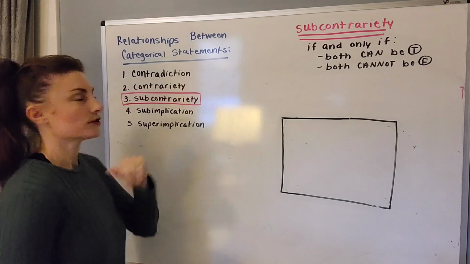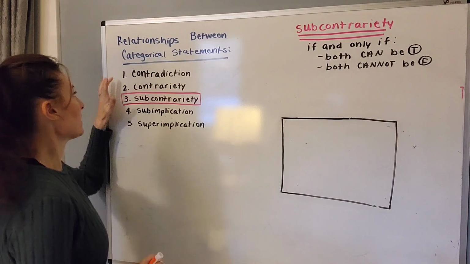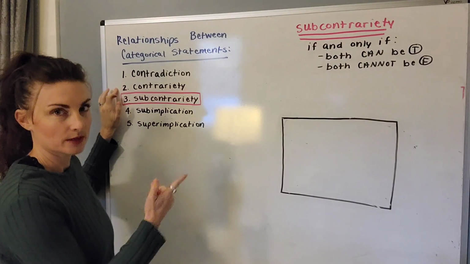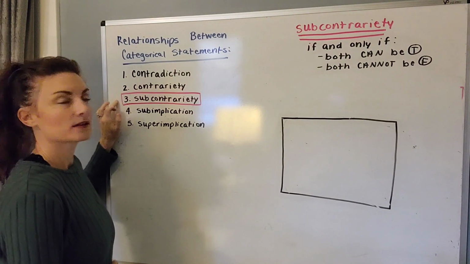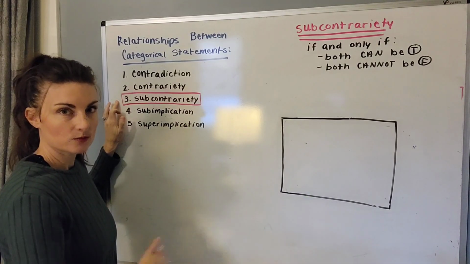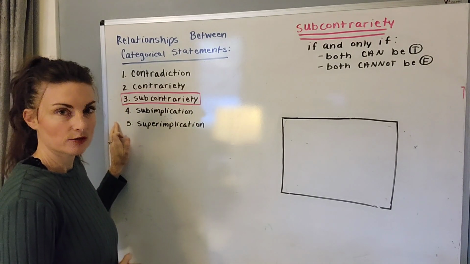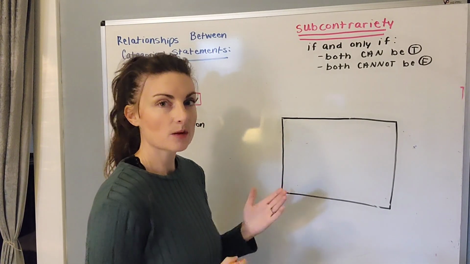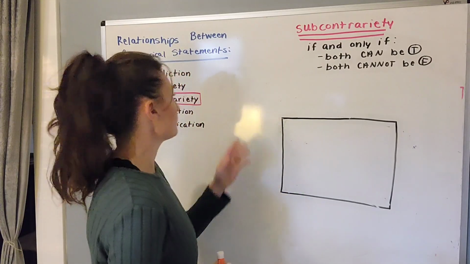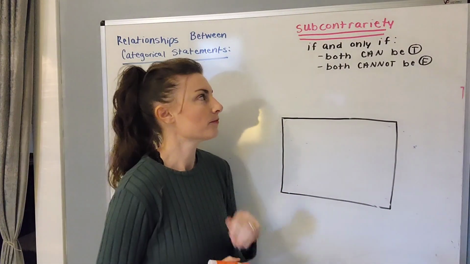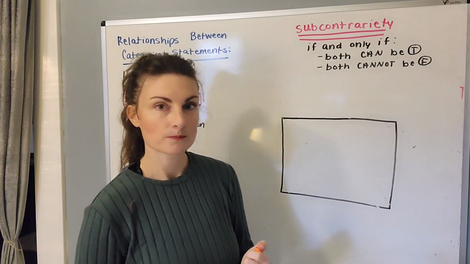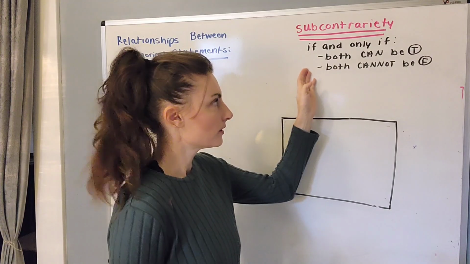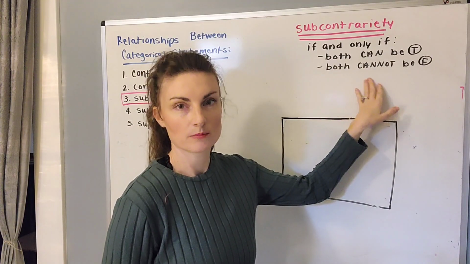We have over here our relationships between categorical statements. We have discussed contradiction, which we're going to put on the square in a minute. Contrariety, same thing, we're going to do this in a minute. And today we're looking at subcontrariety. In future lessons, we're going to cover subimplication and superimplication. So, subcontrariety is what we're looking at today, and it is the opposite of contrariety. If you remember, contrariety was they both can be false, but they cannot both be true. Subcontrariety is the opposite, and it means that both statements can be true, but both statements cannot be false.